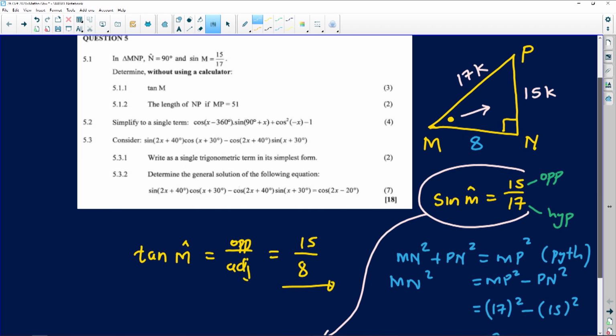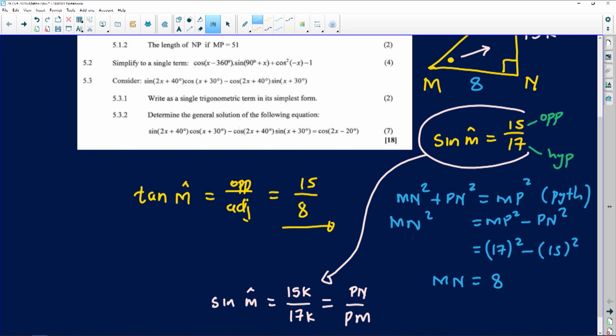That means if you go back to your Pythagoras, you would be looking at 17k here and 15k here. The final answer will simply be 8k as well. So we don't know what the actual lengths are. That's going to be 8k. Very important for you to keep that in mind. Now, even when you go back and try to divide 15k over 8k, you would still end up with 15 over 8 as the value of the tan of angle M. Very important for you to see that.